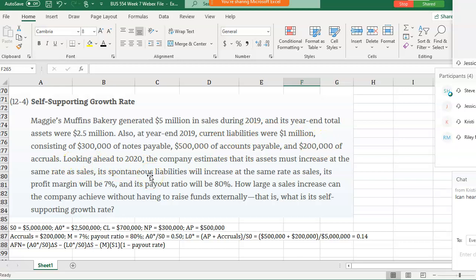Looking ahead to 2020, the company estimates that its assets must increase at the same rate as sales. Its spontaneous liabilities will increase at the same rate as sales. Its profit margin will be 7%, and payout will be 80%. How large a sales increase can the company achieve without having to raise funds externally? Basically, what they call the self-supporting growth rate.